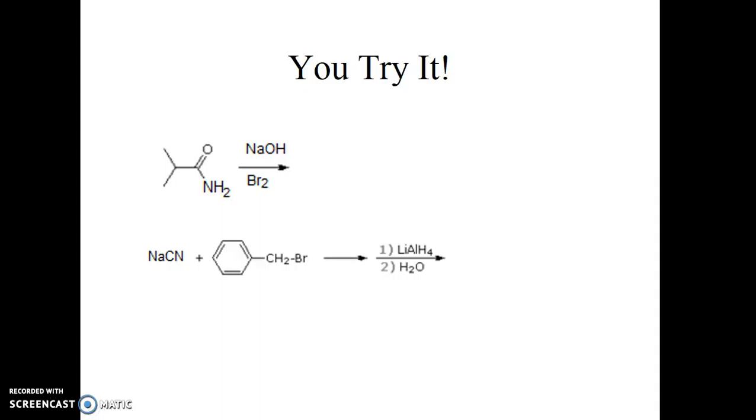What's the outcome of these reactions? In the top one, remember this is the acid derivative that is going to undergo a rearrangement. So an amide with sodium hydroxide and bromine ends up losing the carbonyl, and this alkyl group here gets shifted over onto the nitrogen. So we end up with this primary amine on a secondary carbon.